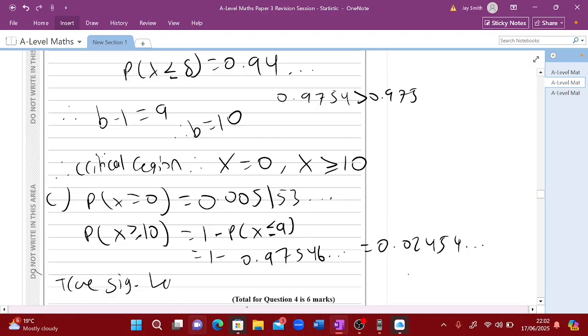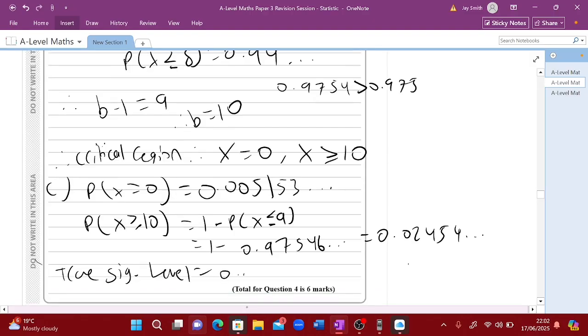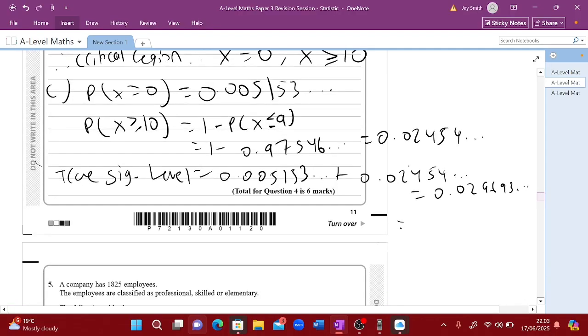So I'm going to say true significance level. It's going to be these two probabilities, 0.005153 added with 0.02454, and that's going to get me 0.029693. And so as a percentage, that would give us a 2.97% significance level, and that's your true one. So actually, 5% is kind of like the minimum, but actually, we can be really precise. With this model, the test actually gives us a 2.97% significance level.